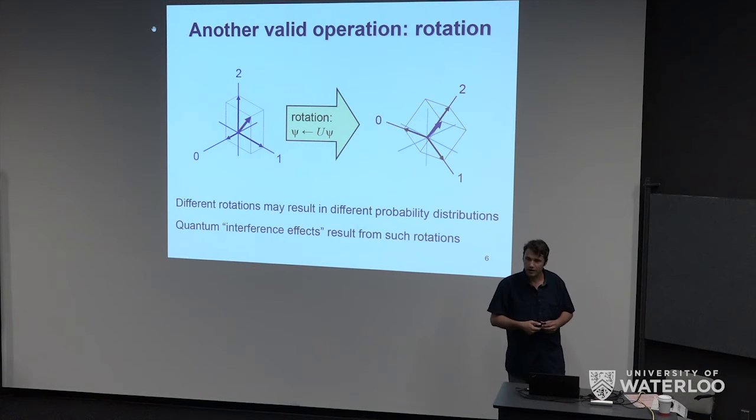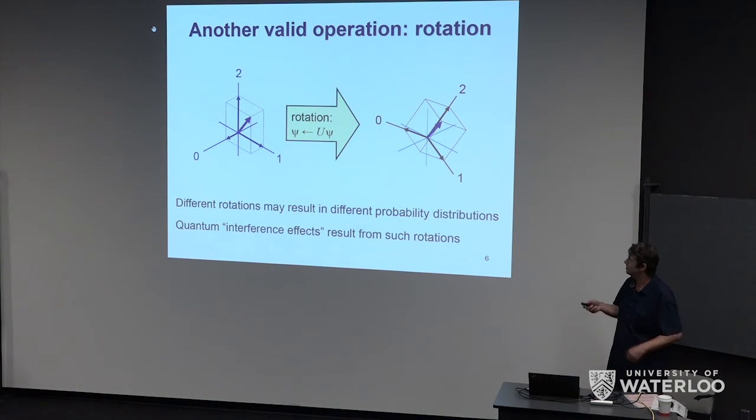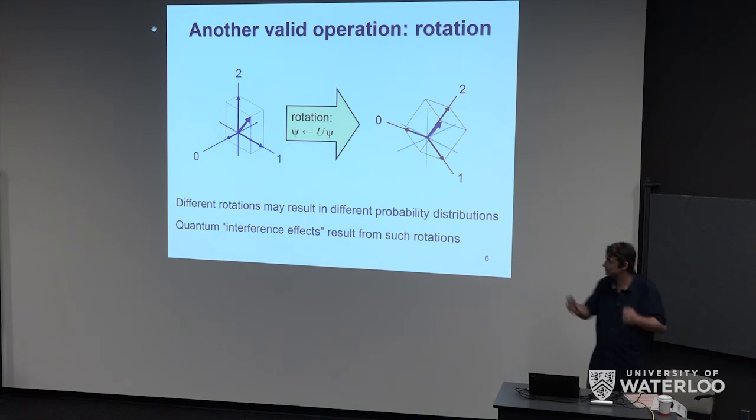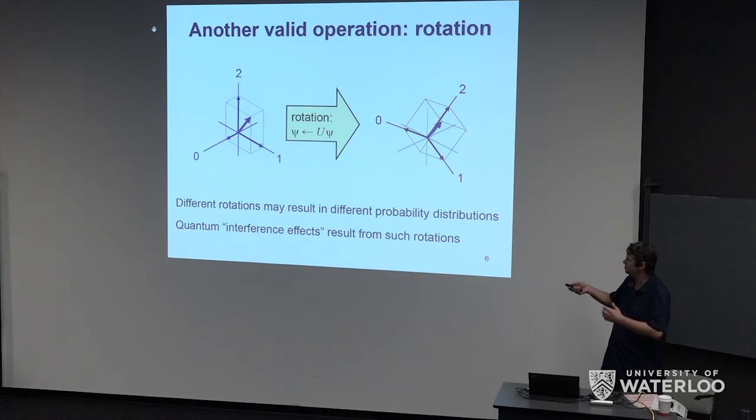Another valid operation that can show up in quantum mechanics that doesn't arise classically is that you can actually rotate a quantum state into another one. This is modeled by a unitary matrix, which preserves the complex length of a vector. Different rotations can give you different probability distributions after measurement. And the quantum interference effects that you may have heard of essentially result from these types of operations.